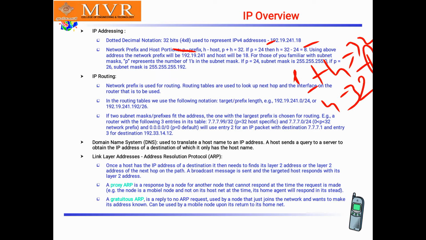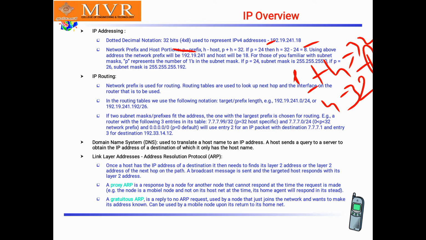A broadcast message is sent and the target host responds with its layer 2 address. Those responses are proxy ARP and gratuitous ARP. The proxy ARP is a reasonable response by a node for another node that cannot respond at the time the request is made. For example, the node is a mobile node and not on the home network at that time. Then the home agent will respond.